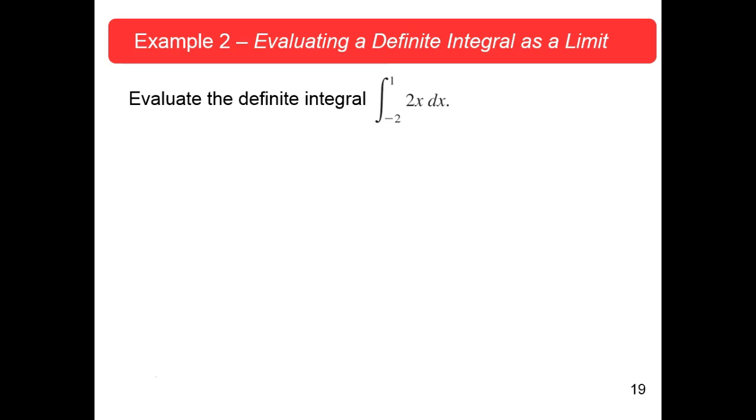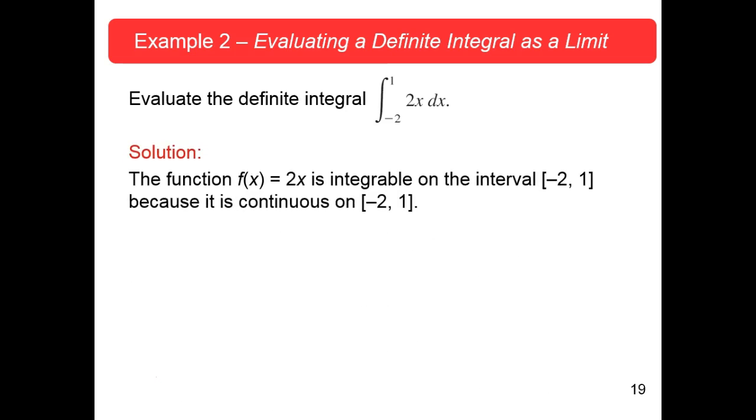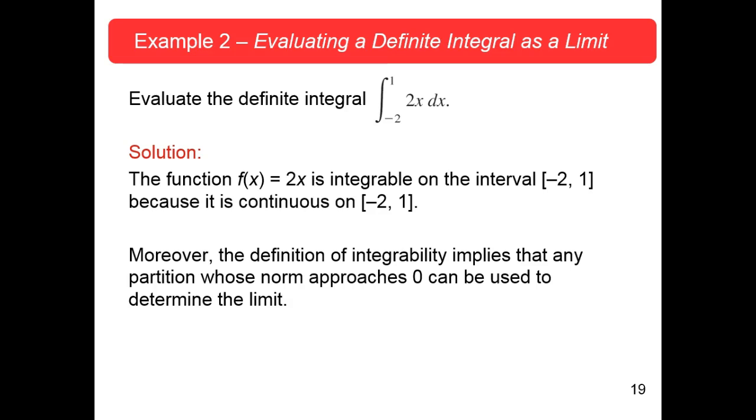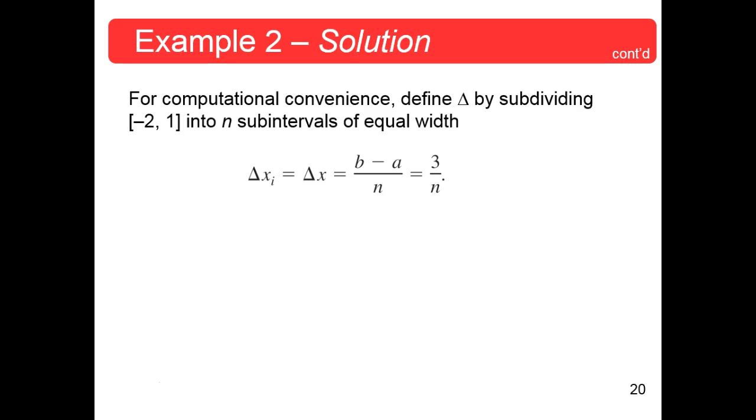Now, they're going to show you, in fact, let them do it, and then I'll show you how to really do it. The function f of x equals 2x is integrable on the interval from -2 to 1 because it's continuous everywhere, not just from -2 to 1, but definitely from -2 to 1. Moreover, the definition of integrability implies that any partition whose norm approaches 0 can be used to determine the limit. So rather than doing an integral, we're going back to the partitioning.